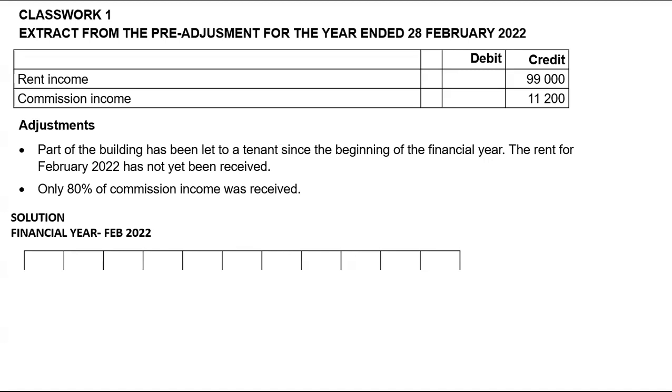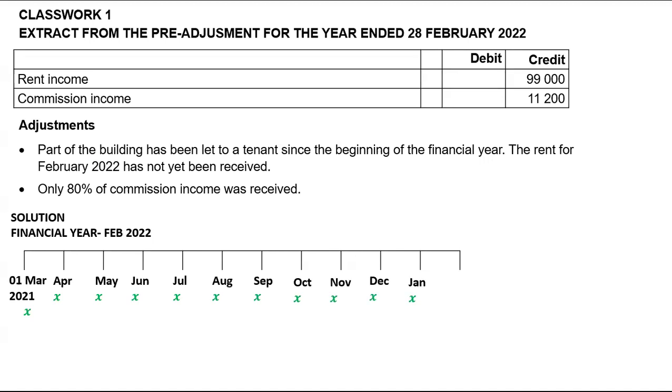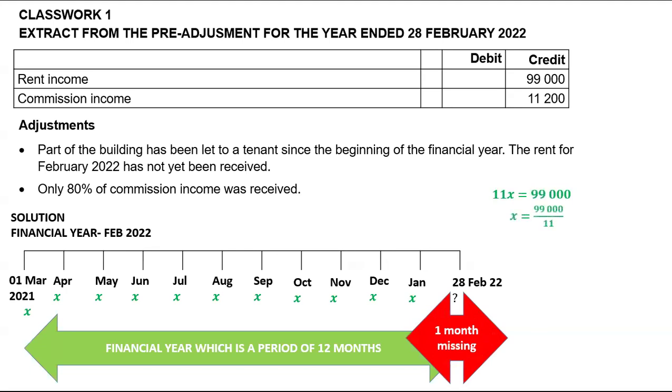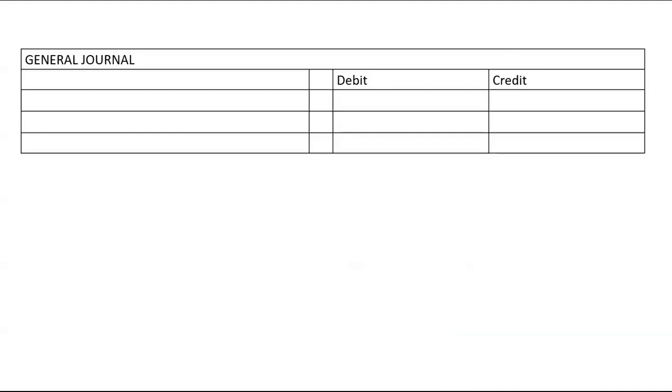The adjustment says that part of the building has been let out to a tenant since the beginning of the financial year. The rent for February 2022 has not been received. Similar to the previous one, that 99,000 is income that has been received only for 11 months. We're missing 1 month, which is February. To get this missing month, we are going to take 99,000 rand and divide it by 11. It'll give us our monthly rent, which will be 9,000 rand. So for February, we're missing 9,000 rand. That 9,000 rand will be accrued income. Accrued income is an asset. So we'll debit accrued income and credit rent income by that 9,000 rand.